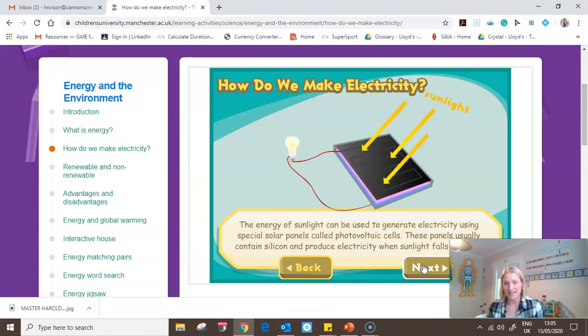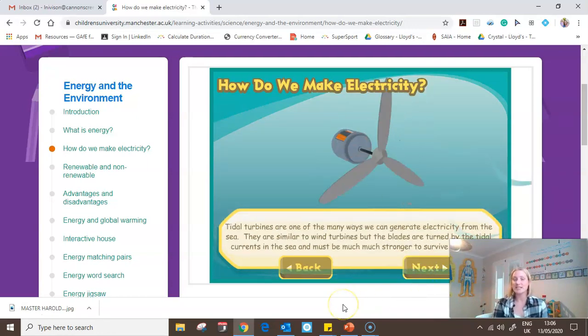Solar panels. Now, these work slightly differently. All of those ones are turning a turbine, and this one doesn't. The energy of sunlight can be used to make electricity because of the solar cells in a solar panel. They're called photovoltaic cells. Excuse me, I'm really struggling with my words today. They usually contain silicon, and those produce electricity when the sunlight hits them.